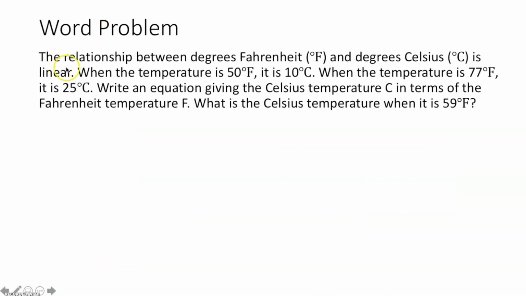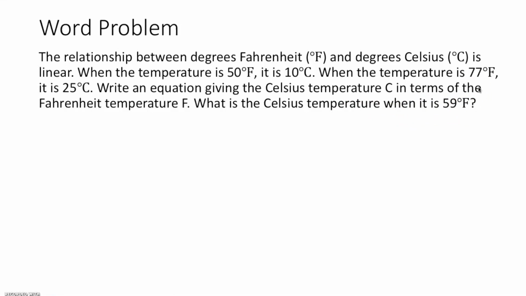Now the word problem says the relationship between degrees Fahrenheit and degrees Celsius is linear. When the temperature is 50 degrees Fahrenheit, it is 10 degrees Celsius. When the temperature is 77 degrees Fahrenheit, it is 25 degrees Celsius. Write an equation giving the Celsius temperature C in terms of the Fahrenheit temperature F. What is the Celsius temperature when it is 59 degrees Fahrenheit?